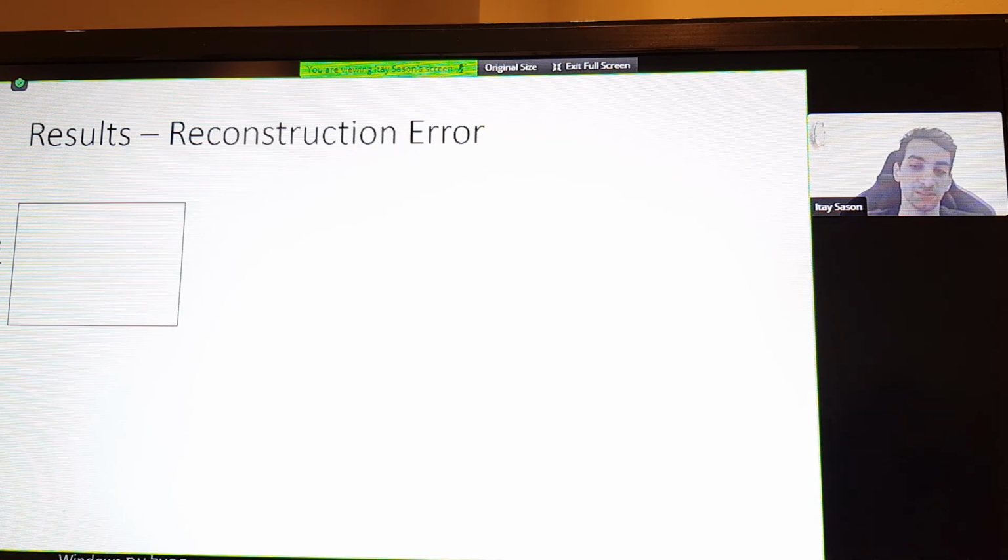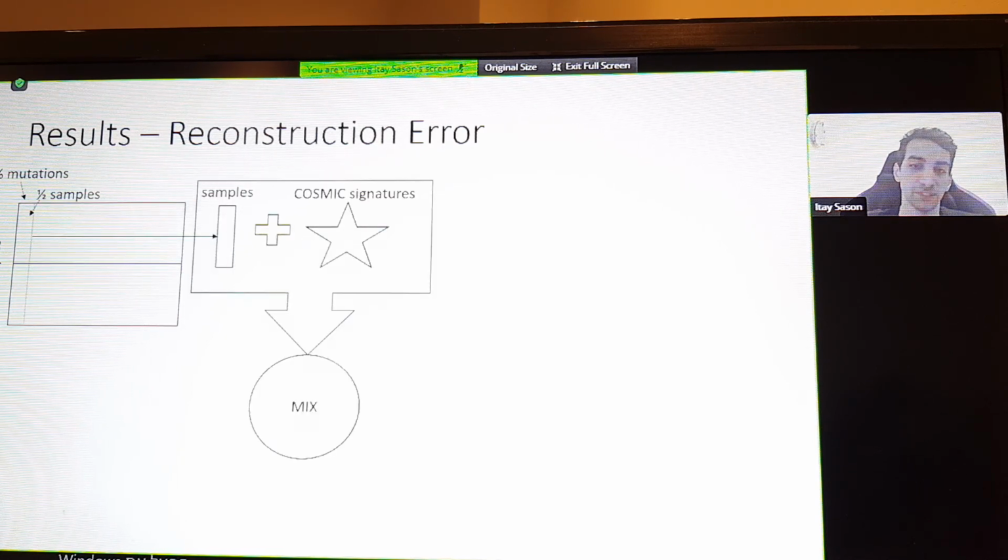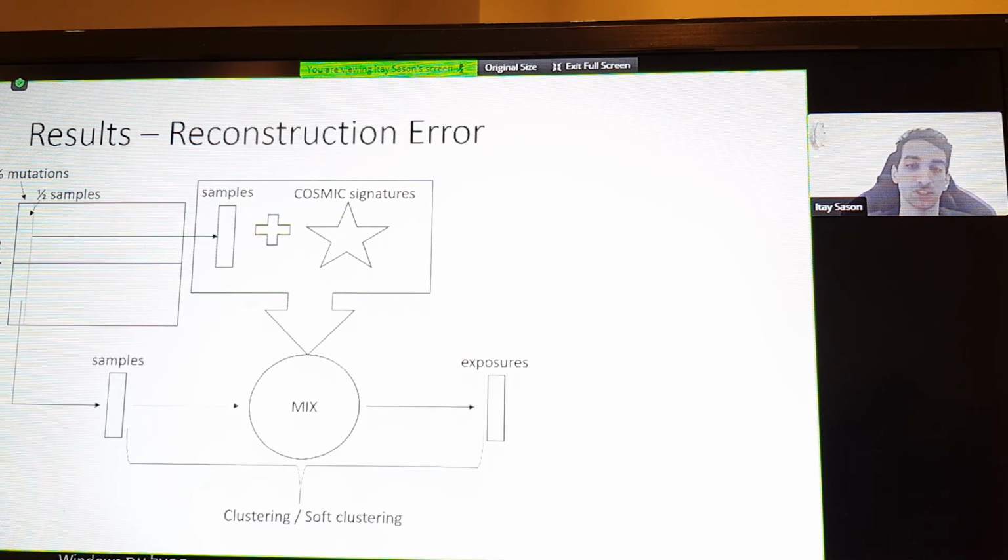Given whole genome or whole exome data, we downsample it and split the samples into train and test. Using the train data along with COSMIC signatures, we train MIX. After MIX is trained, we insert the downsampled test samples into MIX and infer an exposure vector using two methods. First is hard clustering, where we use the exposure of the best cluster. And second is soft clustering, where we use a weighted sum of all the clusters with weights equal to the probability of each cluster. After this, we multiply the exposures by the signatures, and we get our reconstruction data.